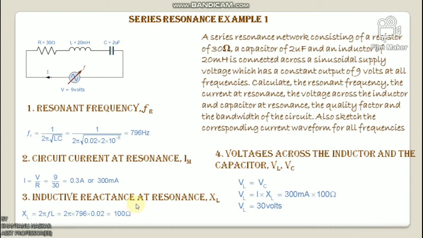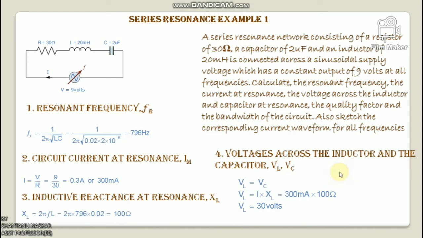Okay, now the voltage across the inductor and the capacitor, VL and VC. So VL equals VC because of resonance. So VL equals I into XL, which is 300 milliampere into 100 ohm. This is VL equals 30 volt. Note that the supply voltage may be only 9 volts, but at resonance the reactive voltage across the capacitor VC and the inductor VL are 30 volts peak.